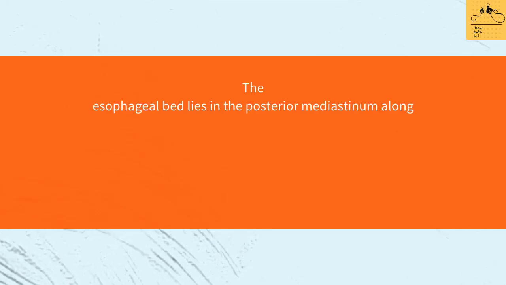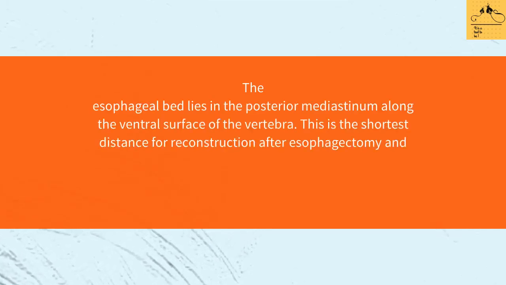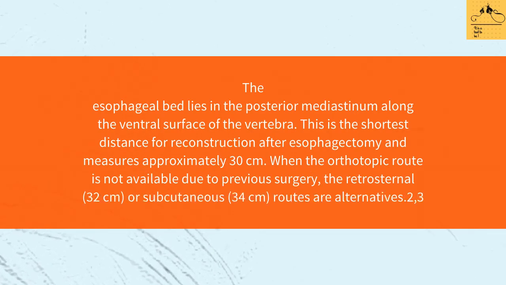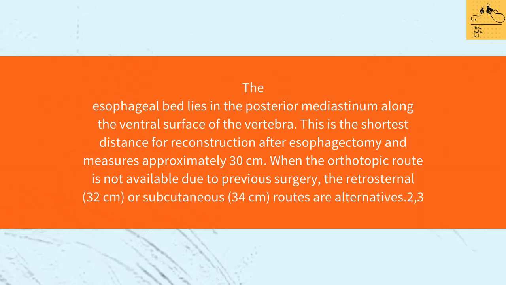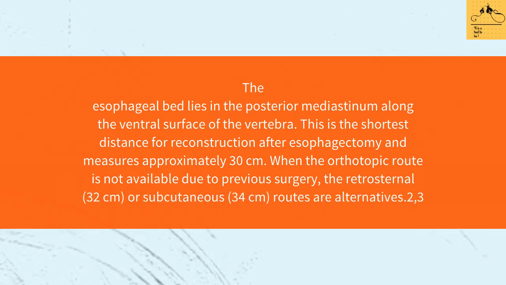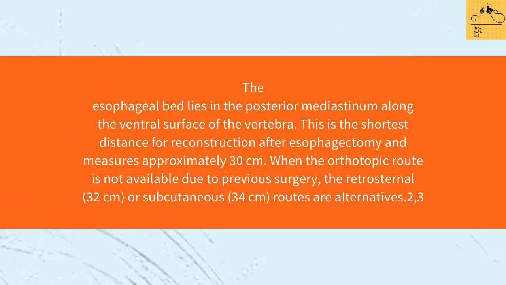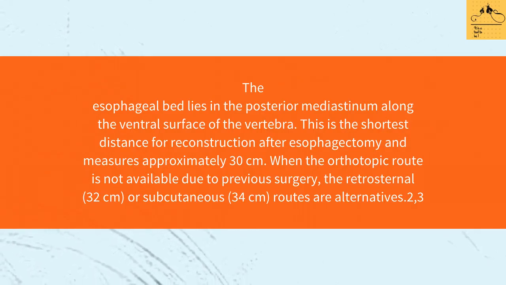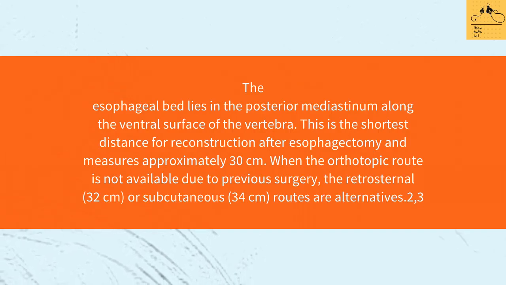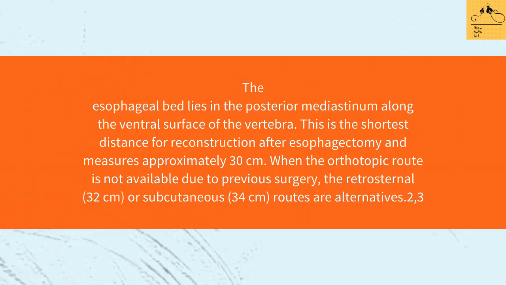The esophageal bed lies in the posterior mediastinum along the ventral surface of the vertebra. This is the shortest distance for reconstruction after esophagectomy and measures approximately 30 centimeters. When the orthotopic route is not available due to previous surgery, the retrosternal or subcutaneous routes are alternatives. 2, 3.